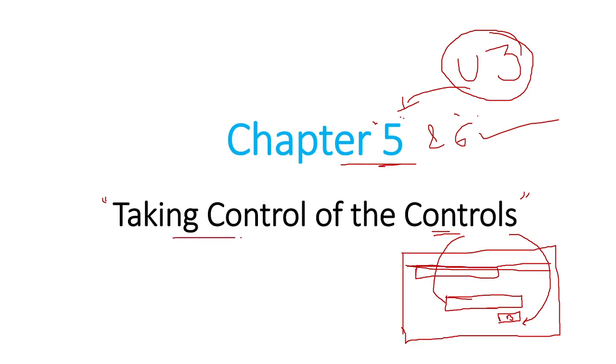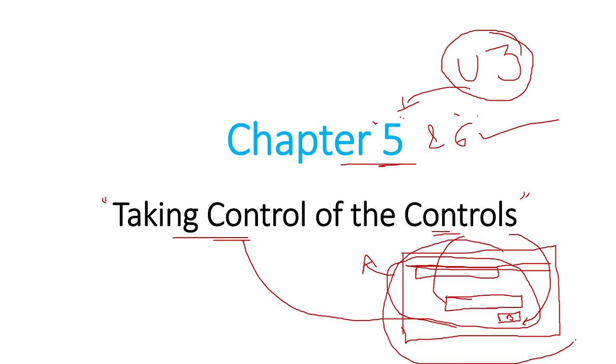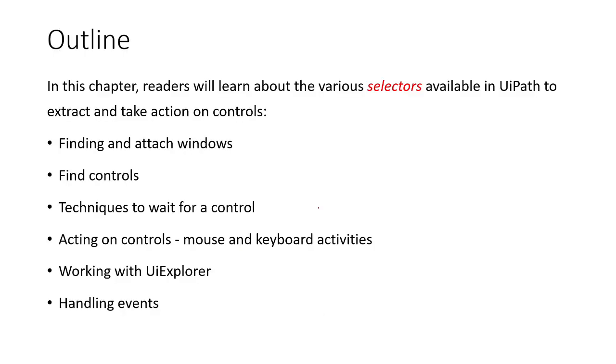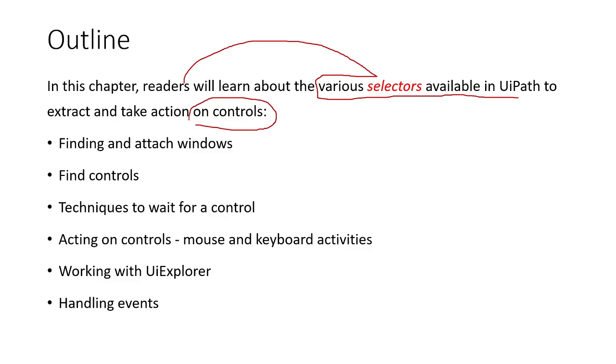So taking control of all these UI elements present in the application is what you will learn from this chapter. The student will learn how to get control over the UI elements present in the application they are focusing on. Clear? According to the author, readers will learn about different facilities, activities, and selectors present in UiPath Studio to control the controls. Controls are nothing but UI elements.